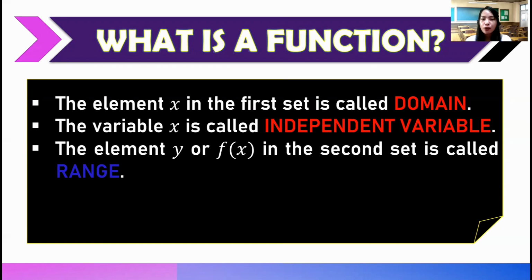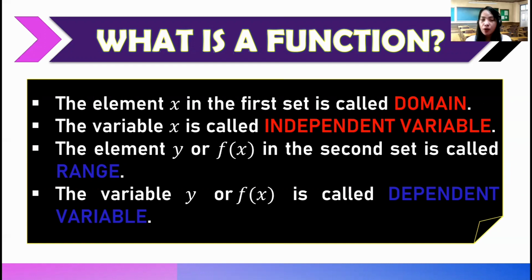The variable x is called independent variable. When you say independent variable, that variable can stand alone. The variable y, or f of x, is called dependent variable. The variable y, or the function, we have here the notation or the symbol f of x, meaning this is the symbol for function. Y, or f of x, is called dependent variable, meaning this variable is dependent on the other variable, which is the first variable, which is the variable x. Ang variable y, or variable f of x, ay nakadepende dun sa value ng x or variable x.